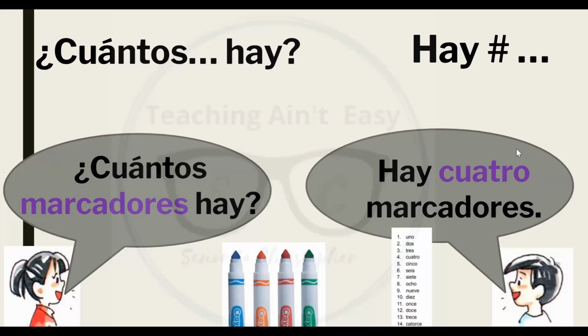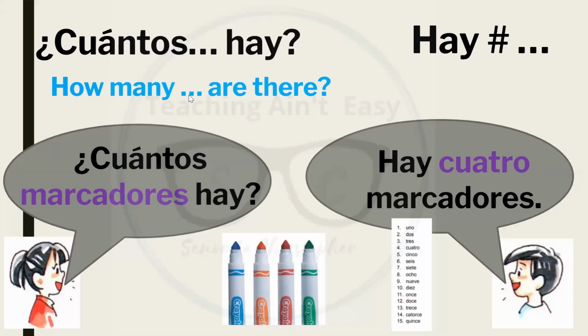Today, we're going to learn how to ask how many of a certain object there is and to answer how many there are. So we have two key phrases or two key terms that we need to know. First, we have cuántos hay, or cuántas hay if it's feminine. And that just simply means how many blank are there. It can be how many pencils, how many people, how many books, how many markers, how many houses. Anything that you put in the middle of that phrase is asking how many there are.